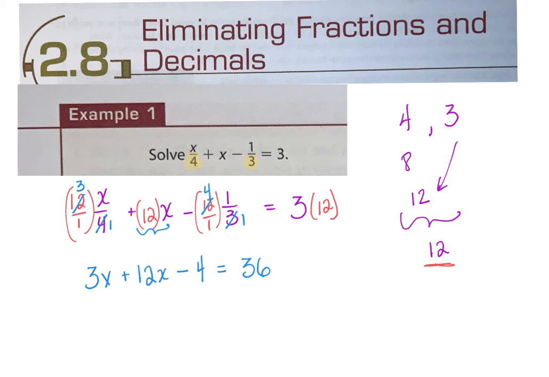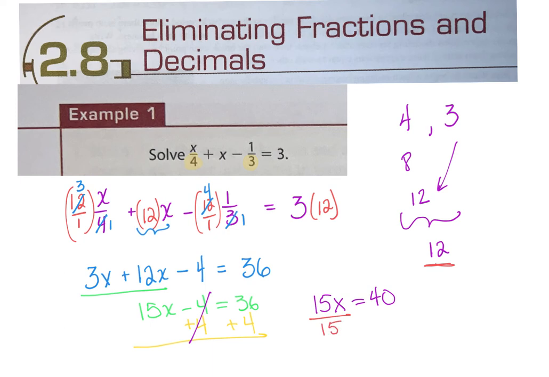And so now I'm going to do the process I would do to solve this. Combine my like terms, do my addition and subtraction, and my multiplication and division to solve for my variable. So for this equation down here, what are my like terms? 3x and 12x. So I have 15x minus 4 equals 36. What's my next step here? I'm going to add 4 to both sides. The 4's cancel. I have 15x equals 40.